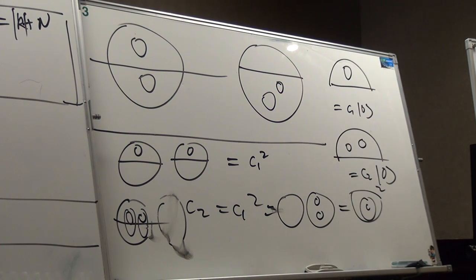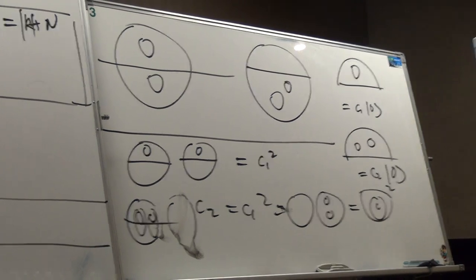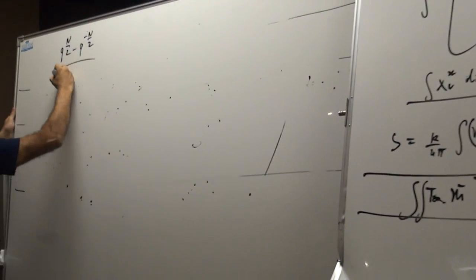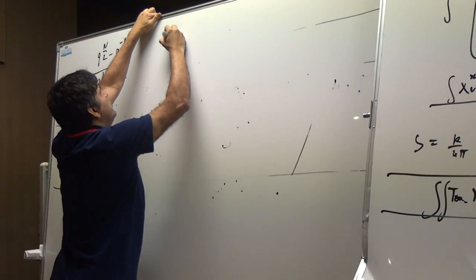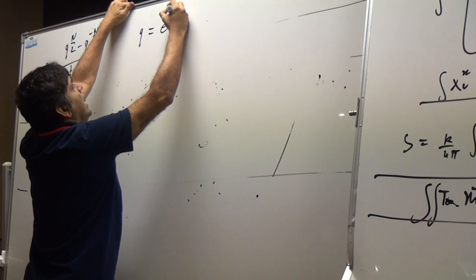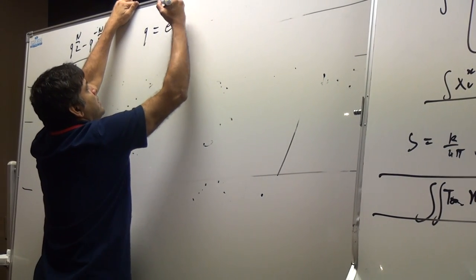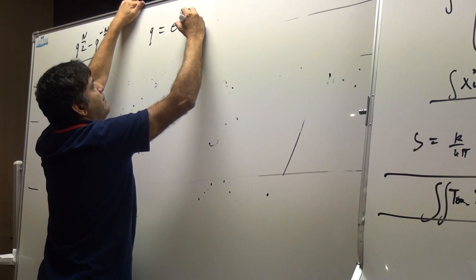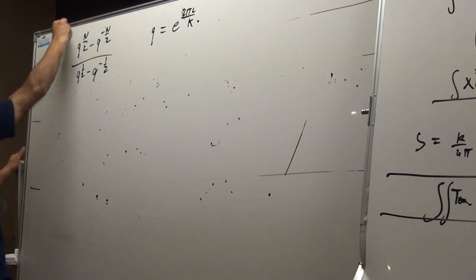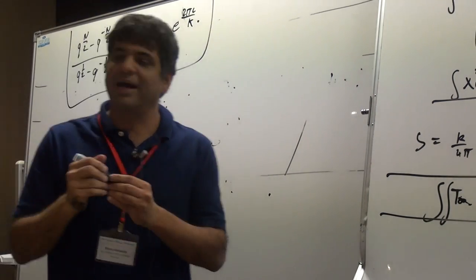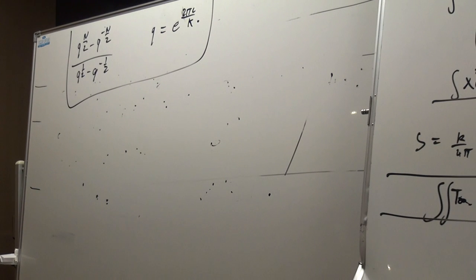It turns out to be q to the power n by 2 minus q to the power minus n by 2 over q to the half minus q to the power minus half, where q is equal to e to the power 2 pi i by kappa. Okay? This turns out to be the answer. And you can just keep it at the back of your mind. We'll need it in a late part of the next lecture.